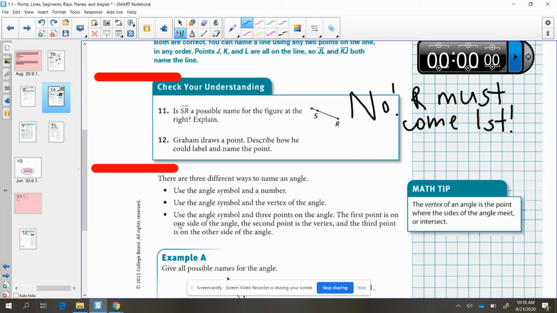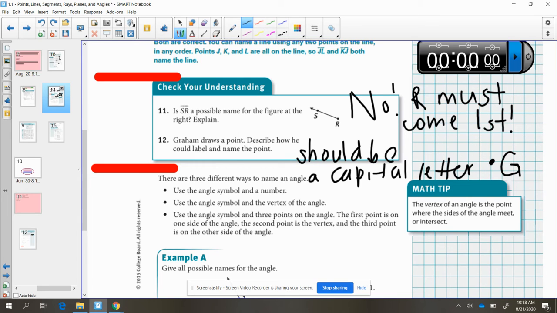Well, hopefully you said that it should be a capital letter. Okay, so maybe he wants point G for Graham. So dot with a G. All right, last but not least, we have to talk about angles for today.